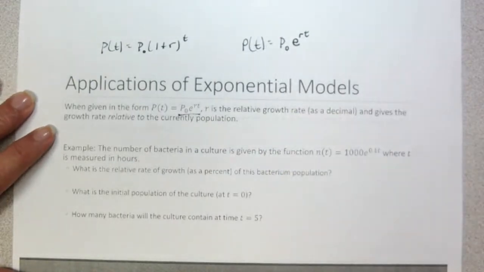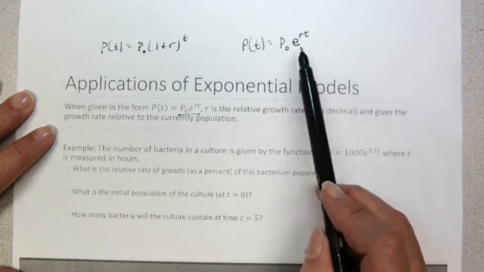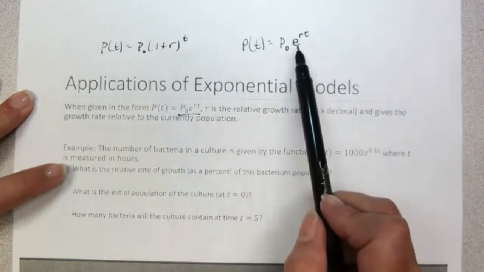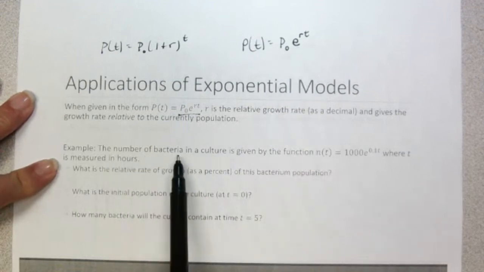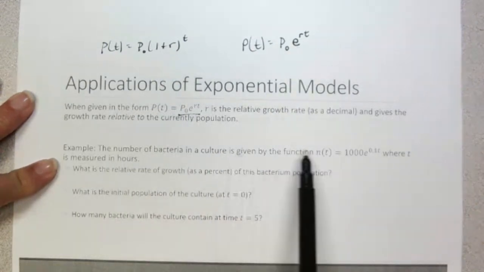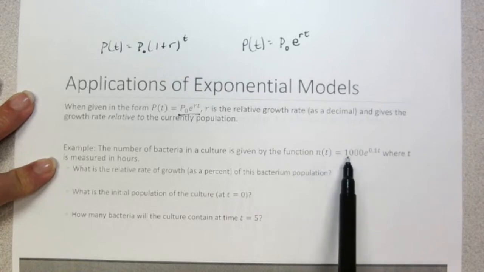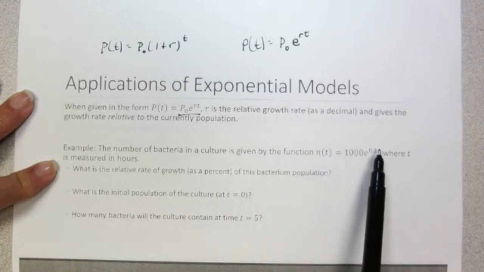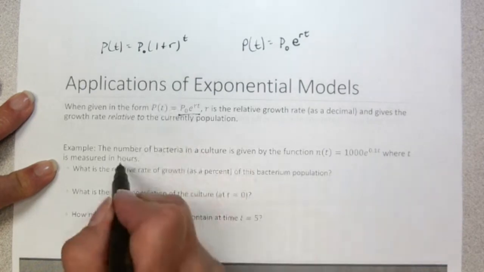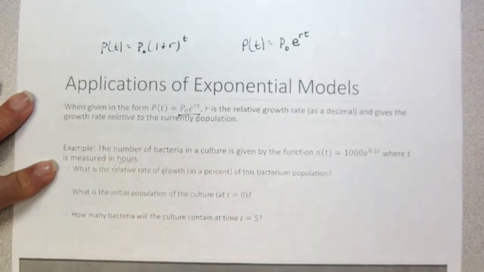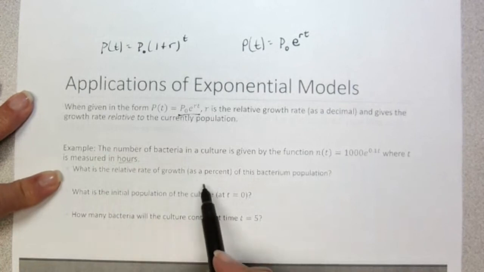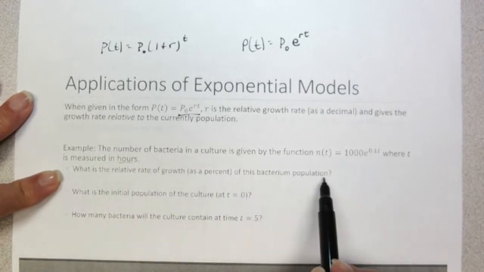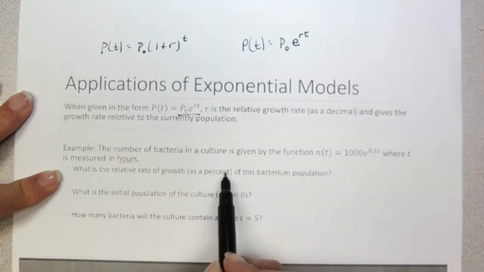All right, let's look at an example using this alternative form with continuous growth. Many scientific applications use continuous growth. Many financial applications do not. Here we have a situation where the number of bacteria in a culture is given by the function n of t equals 1,000 e raised to the 0.1 t power, where t is measured in hours. So the first question is, what is the relative growth rate of this bacterium population? They want us to write it as a percent.